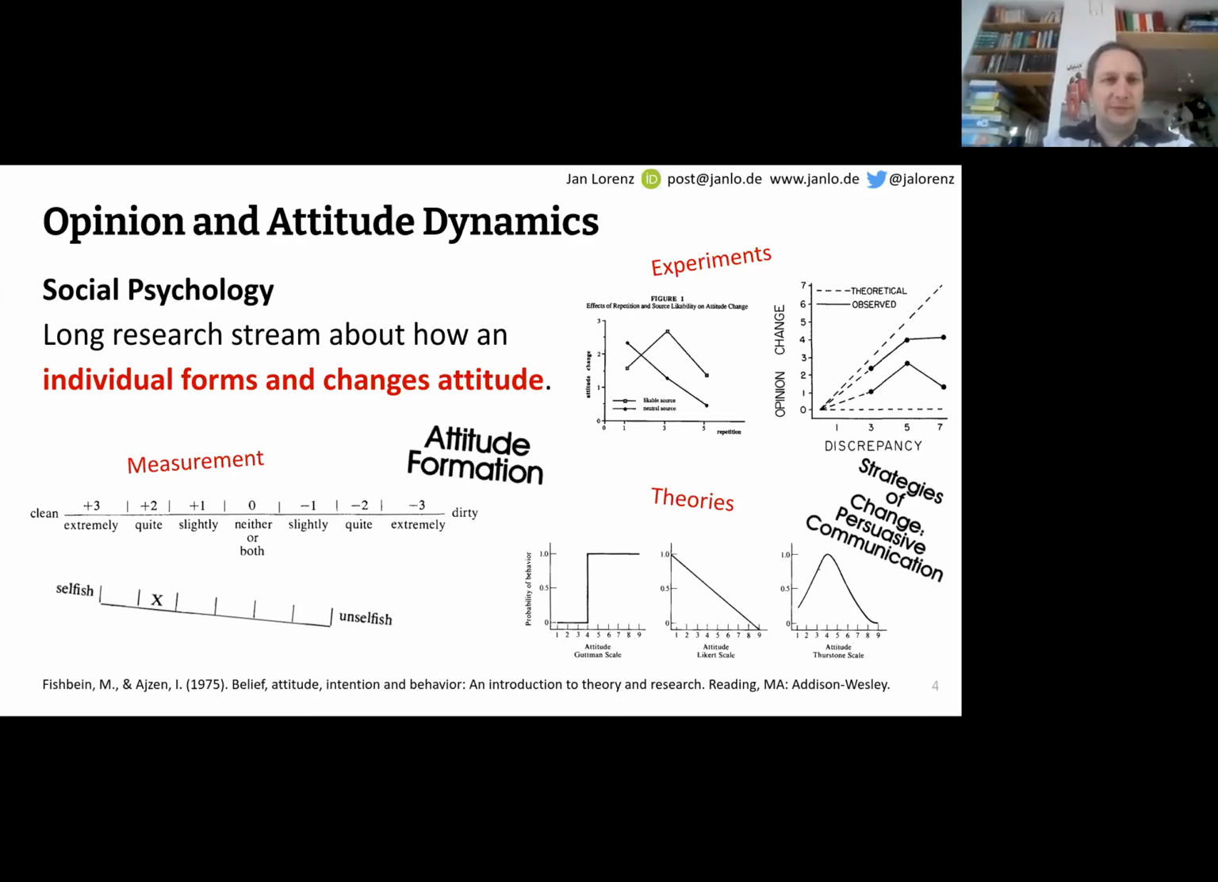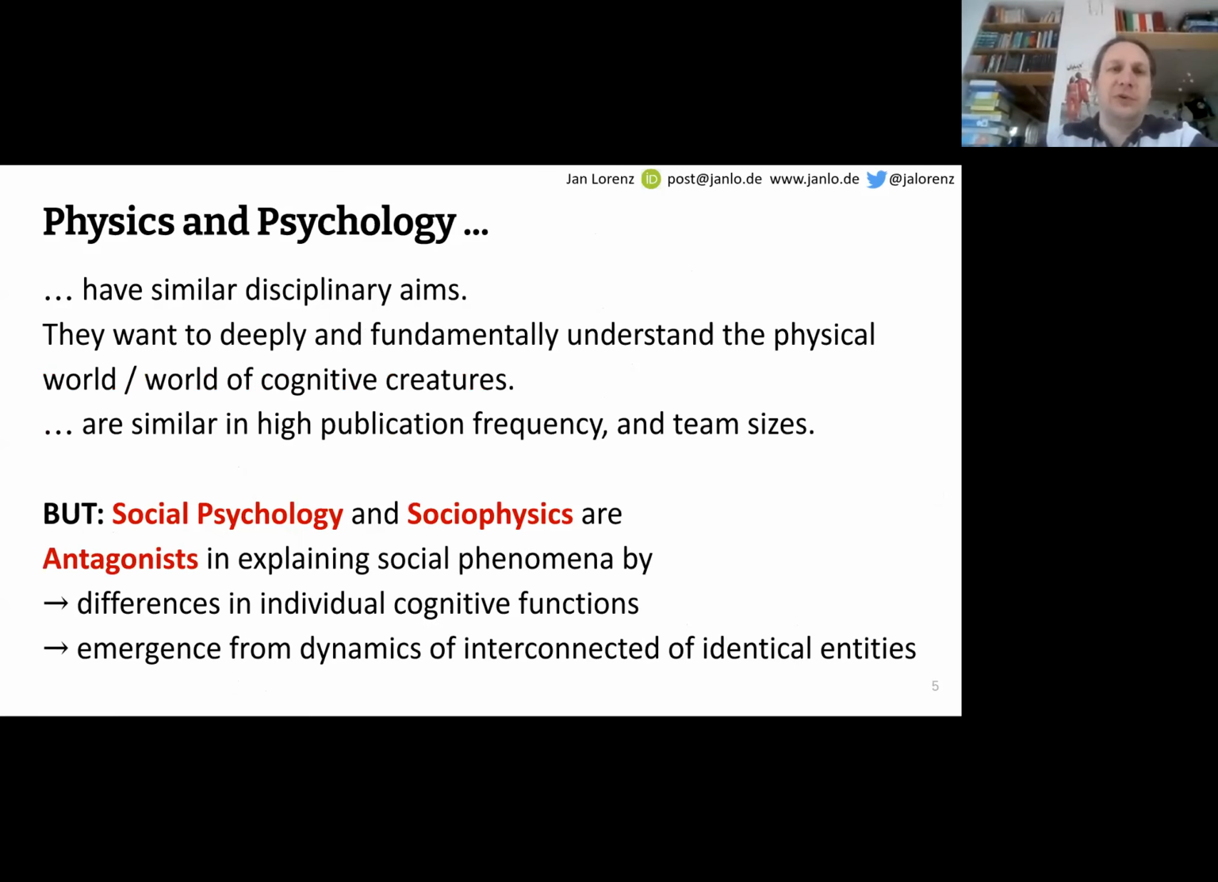So this research on opinion and attitudes comes from both perspectives. I copied this slide in because we were discussing the differences in attitudes between types of researchers. Physics and psychology are in some sense quite similar, because they have similar disciplinary aims. They both want to understand things very deeply.